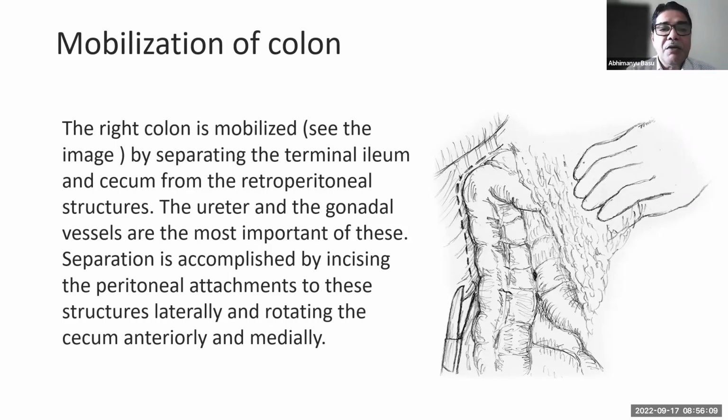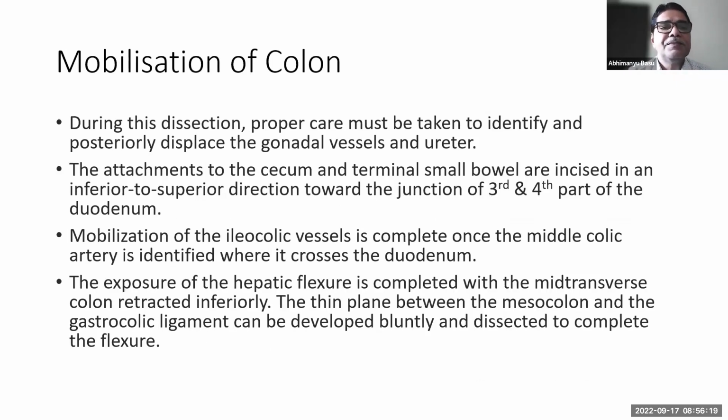Separation is accomplished by incising the peritoneal attachments to these structures laterally and rotating the cecum anterior and medial. So as you go above, you will do this maneuver. During this dissection, proper care must be taken to identify and posteriorly displace the gonadal vessel and ureter. The attachments of the cecum and terminal bowel are incised in an inferior to superior direction towards the junction of the third and fourth part of the duodenum.